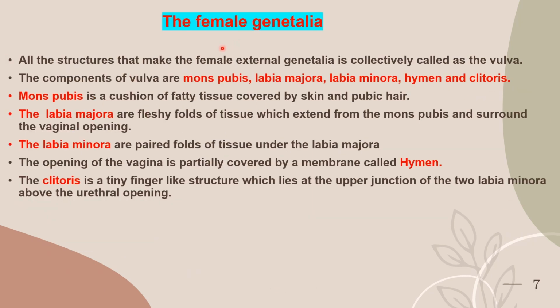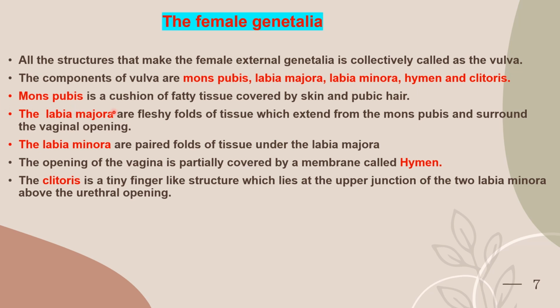The next is about the external female genitalia. All the structures that make up the external genitalia are called the vulva. This is a collective term referring to all the external genitalia structures. The components of the vulva are the mons pubis, labia majora, labia minora, hymen, and clitoris. All these together you call the vulva.